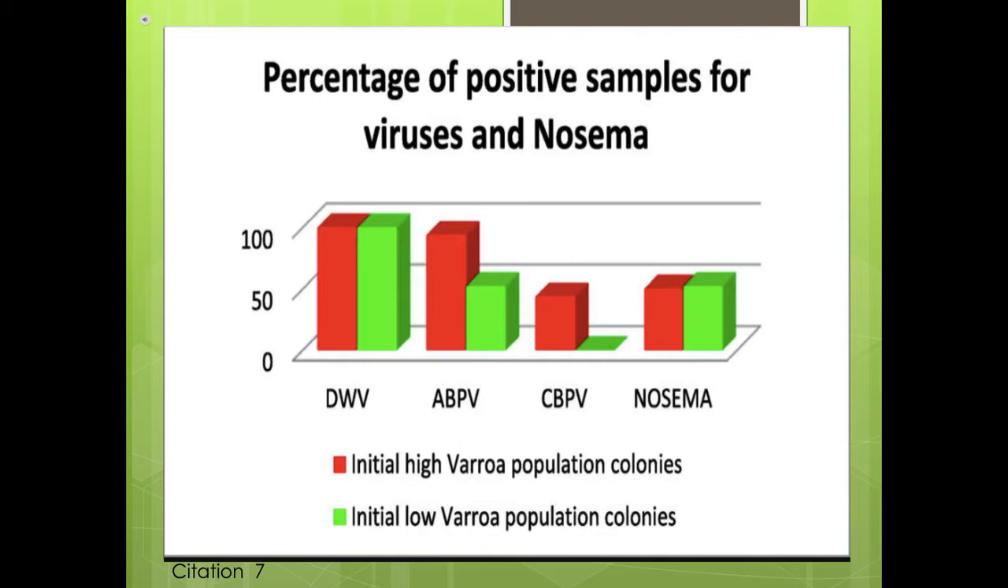In this slide, you can see the first figure I give, showing the percentage of positive samples for viruses and Nosema in colony collapse disorder colonies.